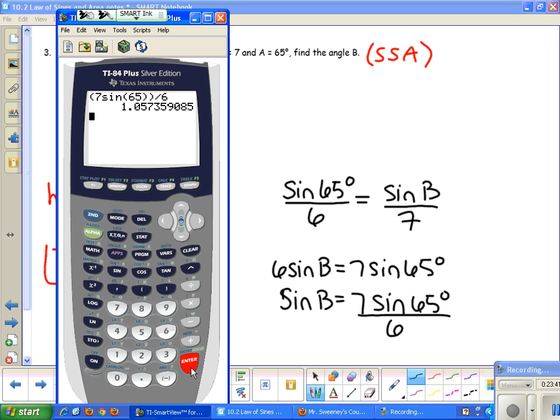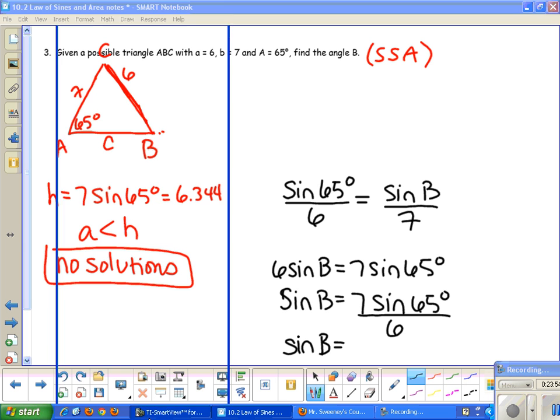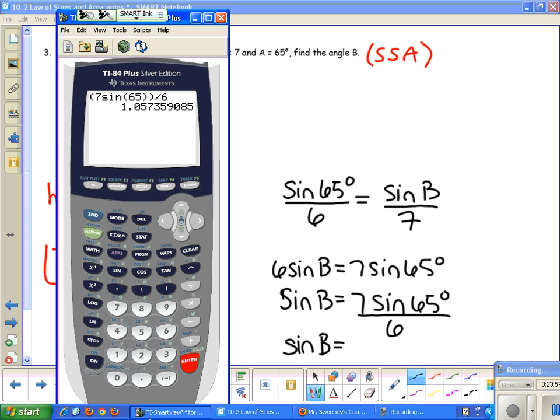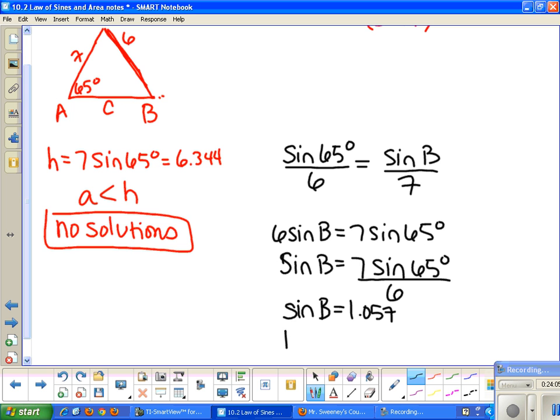divided by 6. Don't forget, this is not my actual angle because I have to do the inverse sine of that answer. So I have the sine of B is equal to 1.057. Well, remember, now I'd have to take the sine inverse to solve. So B is equal to the sine inverse of 1.057. And remember, we said before, we can't take the sine inverse of something that's above 1 or below -1. So that means this has no solutions.